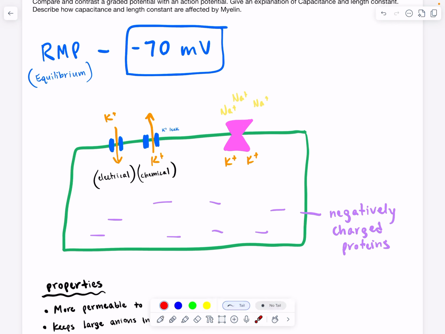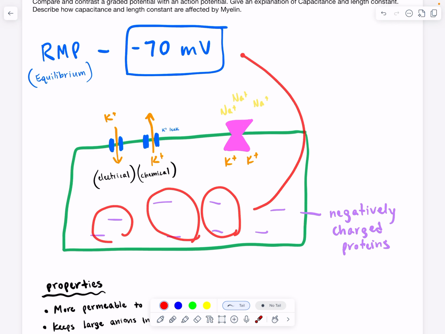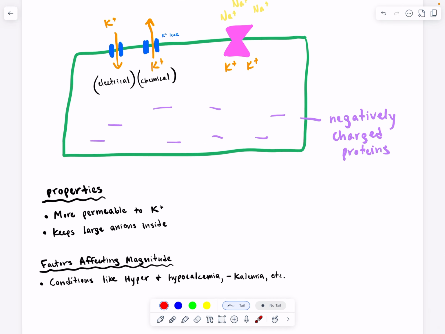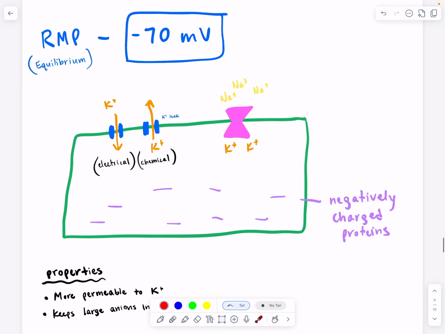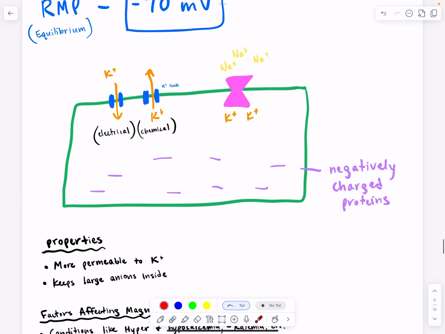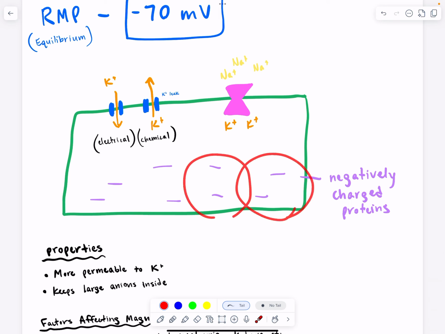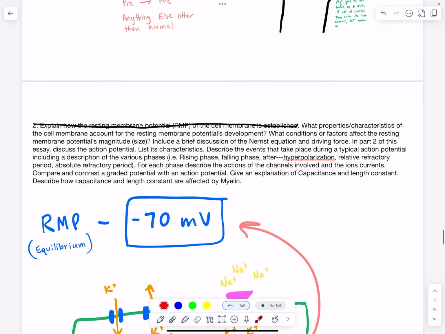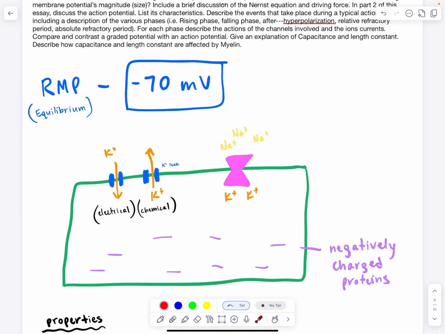So first, we have these negatively charged proteins on the inside that contribute to this negative 70 a little bit. Some of the properties that help make this negative is that the membrane keeps large anions inside. So like these proteins, for example, they can't just go through the membrane, so they stay there, and they're going to affect this negative 70 a little bit. So that plays a little role.